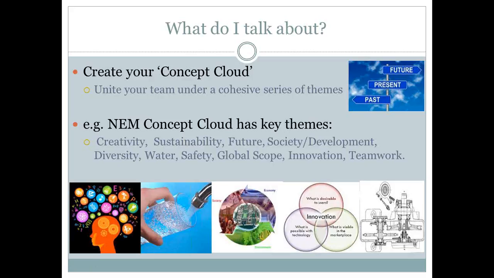Although we want to be careful when we talk about the past that we're not implying that engineering is a thing of the past, but it's also very forward-looking and very innovative. You can see innovation is another one of our themes here.